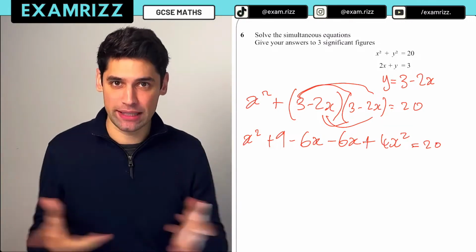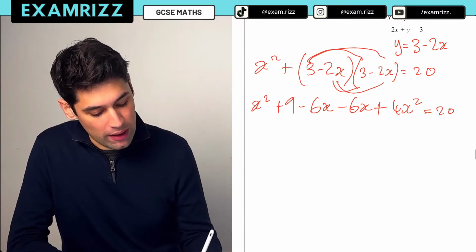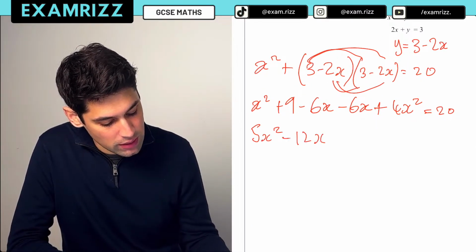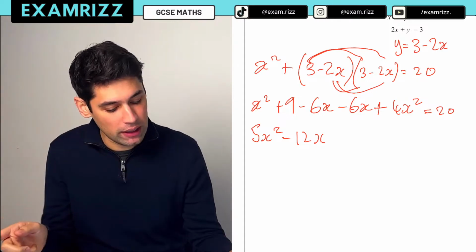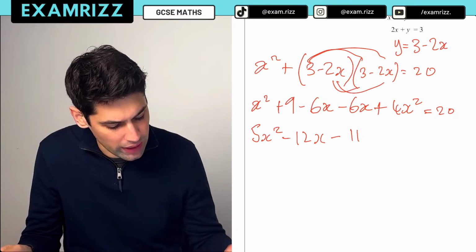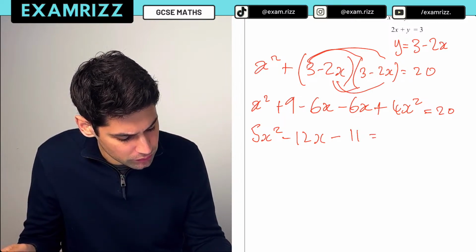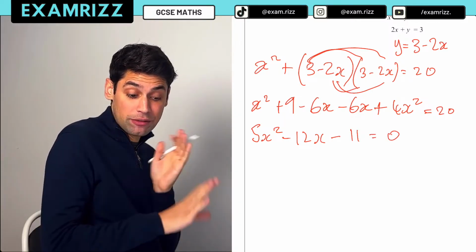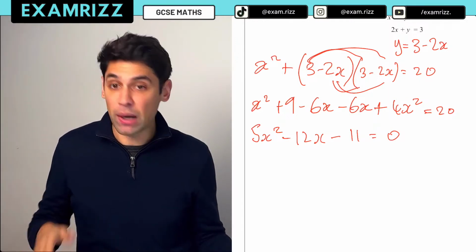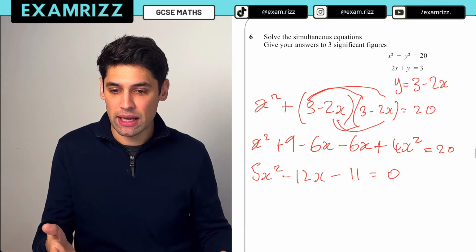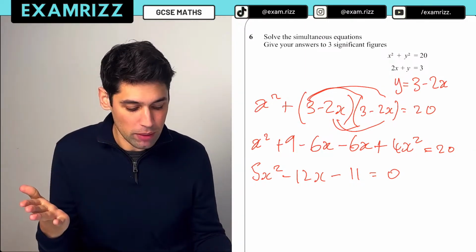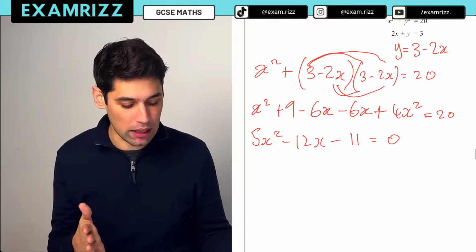And we're used to this now, collecting the like terms. So this is going to create a 5x squared for us, minus 12x. And then we're going to minus that 20 over here to give us a minus 11. Not x, just a minus 11 equals 0. Now, this is the first time where we cannot divide by anything. But as we remember in the question, it says, give your answer to 3 significant figures. So it doesn't matter if we can't divide this by anything. We're going to be chucking this into the calculator.